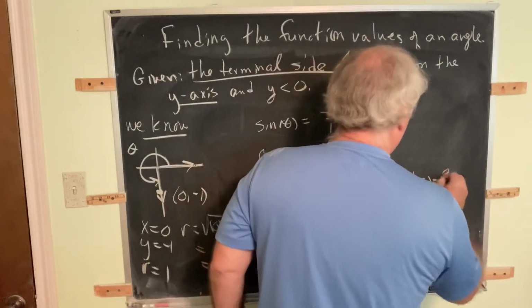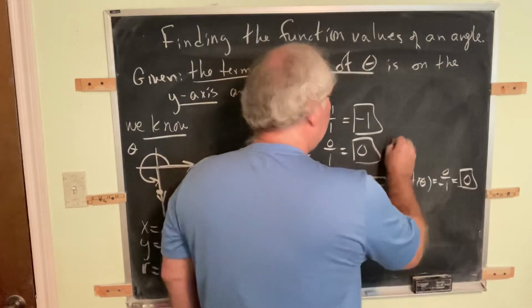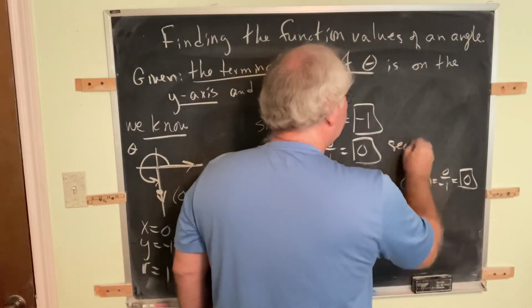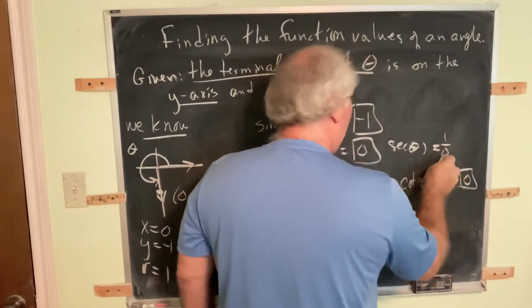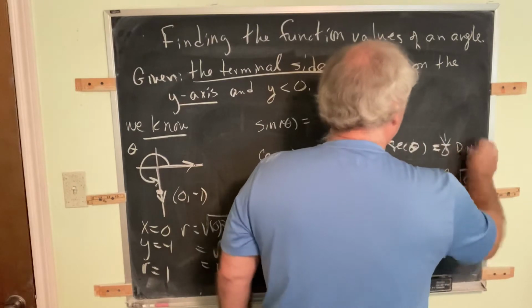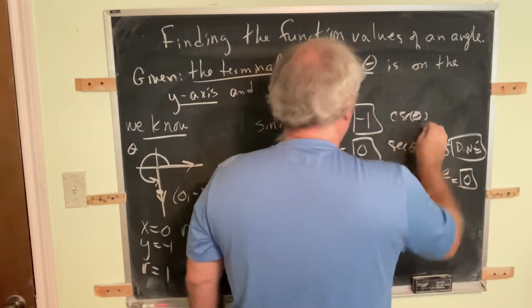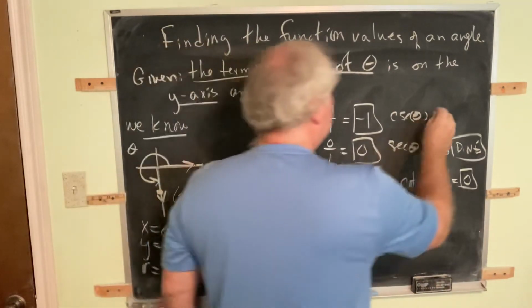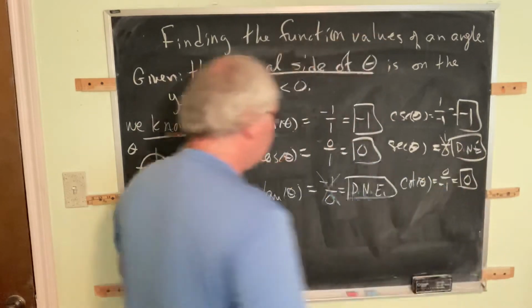This is 0 over negative 1. 0 in the numerator, it works nicely. Secant theta, this now becomes 1 over 0. 0 in denominator means don't do it. So this does not exist. And cosecant of theta, form the reciprocal here. This is 1 over negative 1, which is, again, still negative 1.